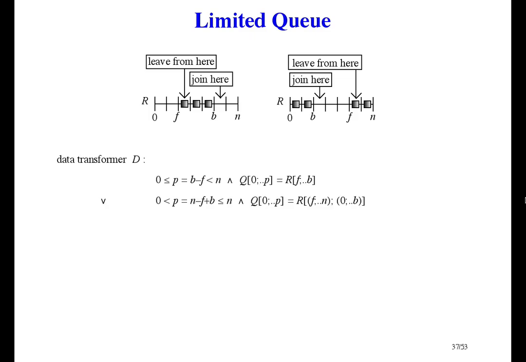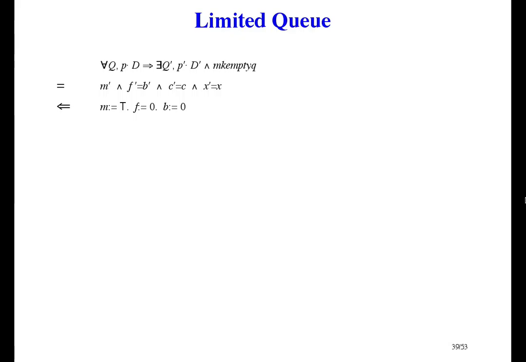Here's what the data transformer was. And here's what it should be. I've added m to the top line, meaning inside mode, and not m to the bottom line, meaning outside mode. Now we have to transform makeEmptyQ again. Skipping all the details, the result is F gets 0 and B gets 0 as before, but this time M gets true.